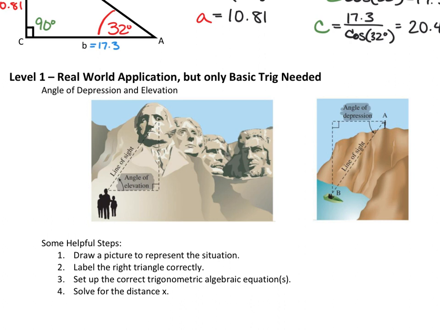Some helpful steps for the problems we're going to do in a second. Number 1, draw a picture to represent the situation. It's not going to make sense till you have a picture drawn and labeled. You label the right triangle or whatever triangle you get correctly. Find the trig function that will help you solve the problem, and then solve the problem.